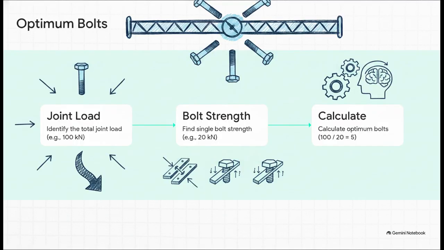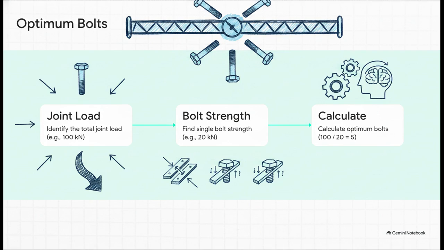So how do we fix that? Calculating the exact optimum number of bolts actually just takes 3 logical steps. Step 1, identify your total joint load. Let's say a truss joint is taking 100 kilonewtons of force. Step 2, find the single bolt strength by checking its shearing, bearing, and tension, and grab the lowest value. Let's assume one bolt can safely handle 20 kilonewtons.